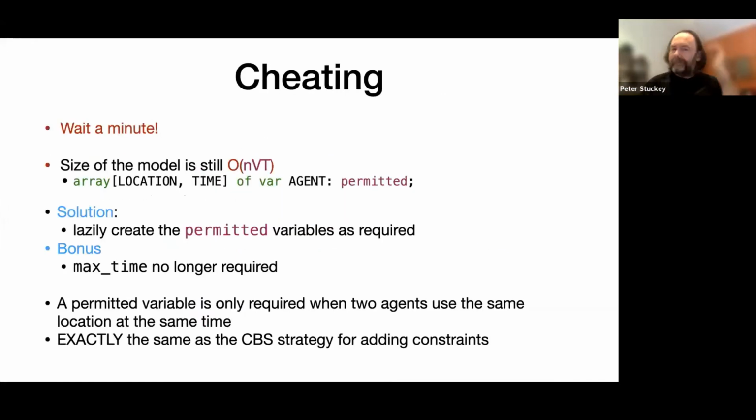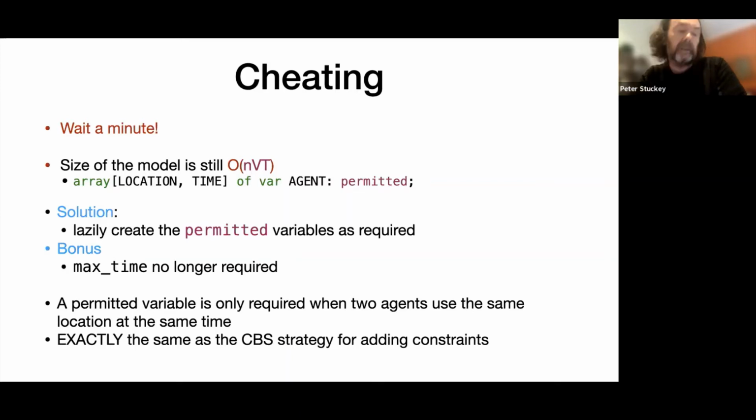Okay, so aren't we cheating? If we look at our model, we've still got this thing of size for NBT. So if we look at this array, which is location, time, agent, variable, it's the same size, right? So we haven't got rid of the size problem, but we're going to be able to get rid of it by lazily creating the permitted variables as required.